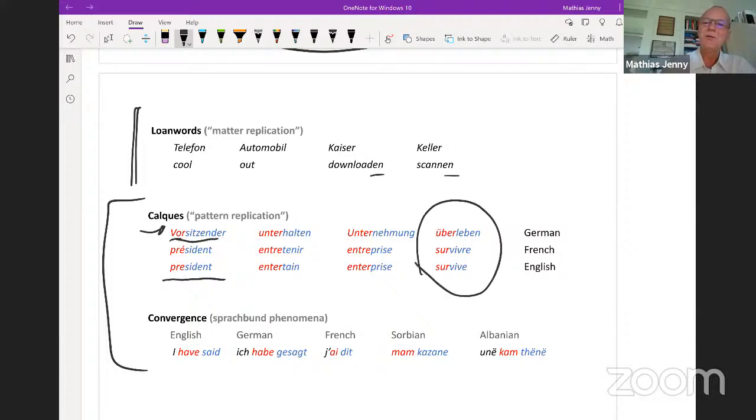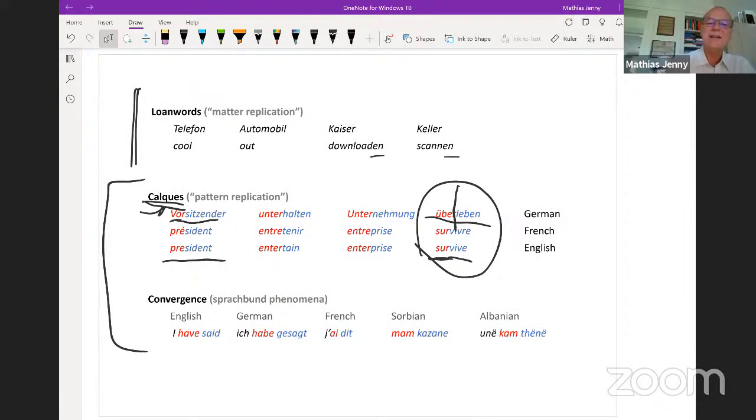For example, survive. Survive in English is a loan from French, matter borrowing, French survivre. Sur means above, and vive means to live. In German, we take the two same elements, but use German words, überleben. So these are pattern replications. We only use the pattern. These are also called calques in English, when you make up new words by using patterns from another language.